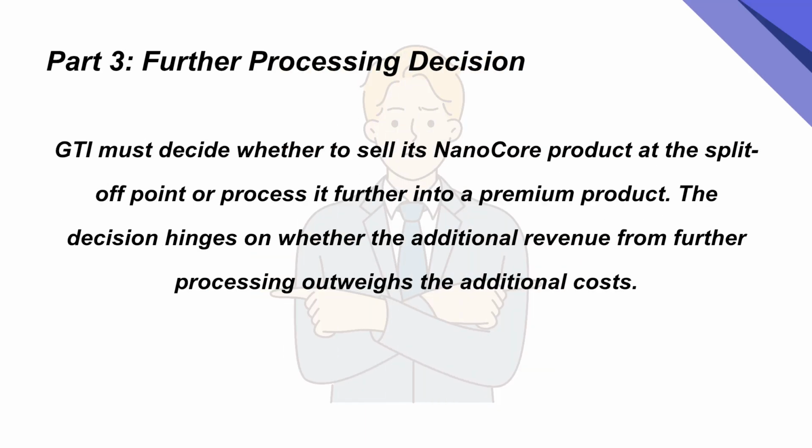The third scenario involves GTI's product, Nanocore. The company must decide whether to sell it at the split-off point or process it further into a premium product. The key here is to ignore the costs incurred up to the split-off point, as they are sunk costs and irrelevant to the decision. We only focus on the incremental revenue and incremental costs.